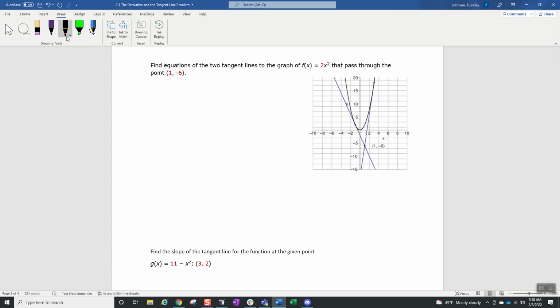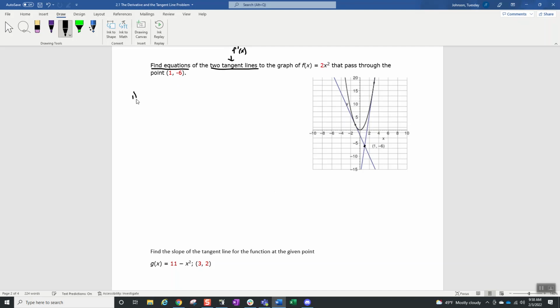So it says, reading is fundamental here, find equations of tangent lines. As soon as I see this word tangent, I'm thinking I need to find the derivative. The derivative of the graph of 2x squared that passes through this particular point, 1, negative 6. Alright, let's see how we're going to do it.